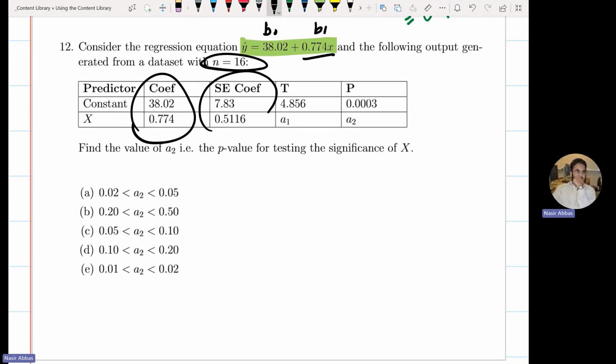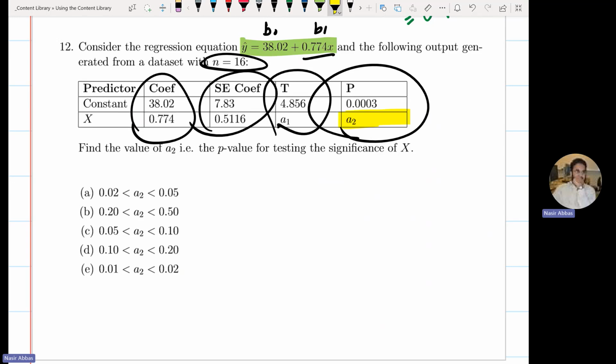Sometimes they give it up there and put a question mark here, but luckily it is given at both occasions. The standard error of the coefficient is given. The t value for the intercept is given, but for the slope it is not given. The p value for the intercept is given, but for the slope it's not given. Find the value of A2. What is A2? A2 is the p value for testing the significance of slope, B1, beta 1.